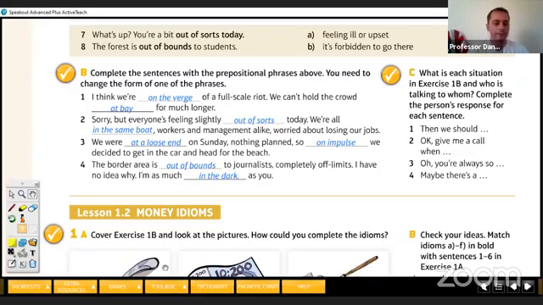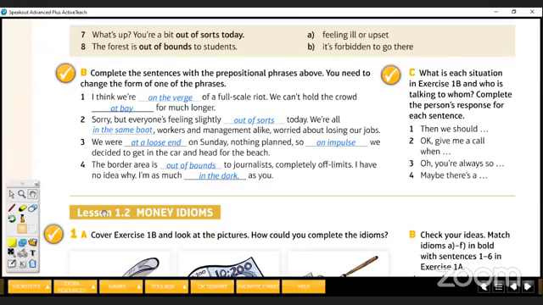Number three, okay. Now I want you guys to raise your hand if you want to come to the mic and participate. Okay, I have here Talad, come on to the mic. Number three. We were at a loose end on Sunday. Nothing planned, so on impulse, we decided to get in the car and head for the beach.